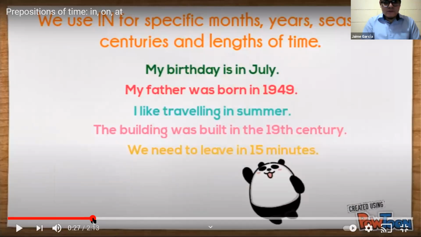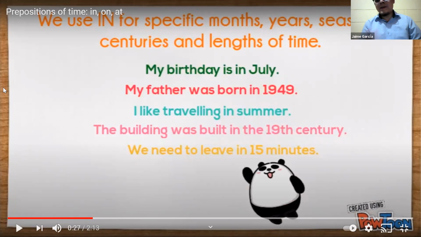Look at these examples. My birthday is in July. As I said before in previous lessons, when you only specify the month, you say in. But if you specify the date, I mean the month and the day, you say on. But in this case, we have only the month. So you say, my birthday is in July, all right?